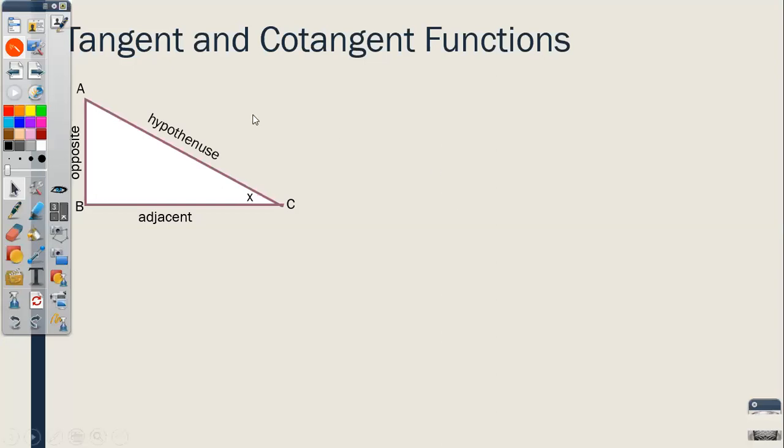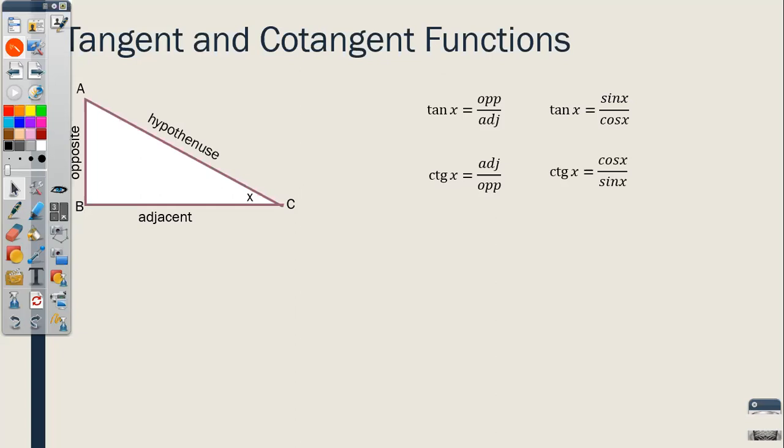If you have a right triangle ABC and angle x here, tangent is opposite over adjacent. Cotangent is adjacent over opposite, yes? Or from the identities formulas, we know tangent x is sine x over cosine x. Cotangent x is cosine x over sine x. So these things we have learned.